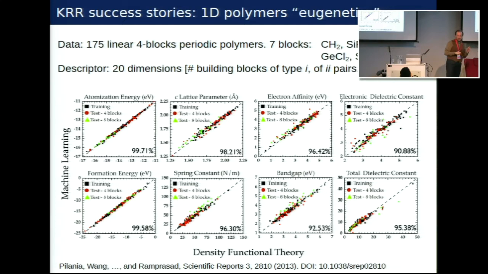And then this defines your descriptor, and it also defines the similarity measure, because you plug this into the Gaussian regression kernel, as I've shown in a few slides before. And you get a model for predicting atomization energies, lattice parameter, electron affinity, and so on, of these things. And these plots, you will see a lot of them. Normally they have reference data here and predicted data here, so they are good when you are on the diagonal. And yeah, they are somewhat good.